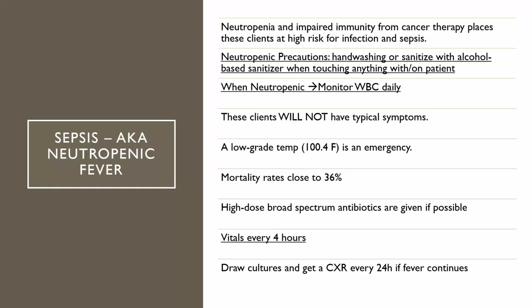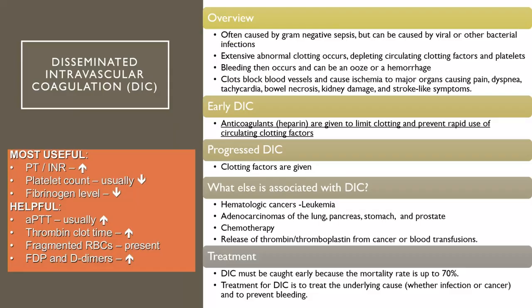fever of 100.4 continues. Now, disseminated intravascular coagulation, often caused by gram-negative sepsis, but can be caused by viral or other bacterial infections. It means that there's extensive abnormal clotting, and then your body gets depleted of those clotting factors, and then you become a bleeding issue. So bleeding then occurs, and it can be oozing or hemorrhaging. Those little clots will still block the vessels and cause ischemia. And we worry about, so you're going to look for pain, dyspnea, tachycardia, bowel necrosis, kidney damage, or stroke-like symptoms.